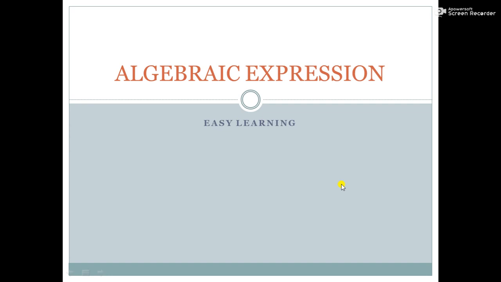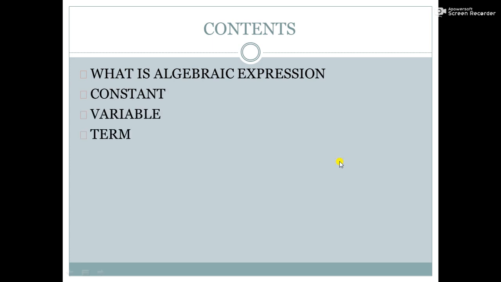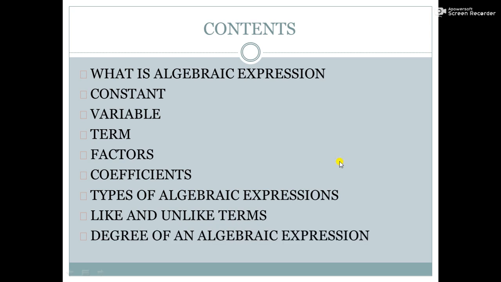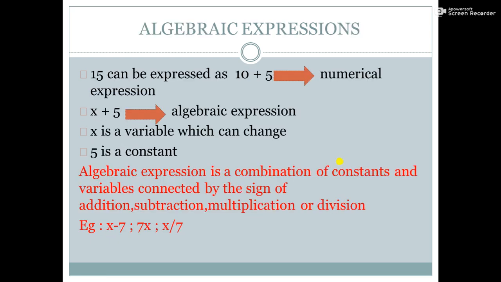In this presentation, we are going to study about algebraic expression, a chapter from 7th standard ICSE Maths textbook. In this module, we are going to discuss what is algebraic expression, constant, variable, term, factors, coefficients, types of algebraic expressions, like and unlike terms, and degree of an algebraic expression. One by one, we are going to discuss.